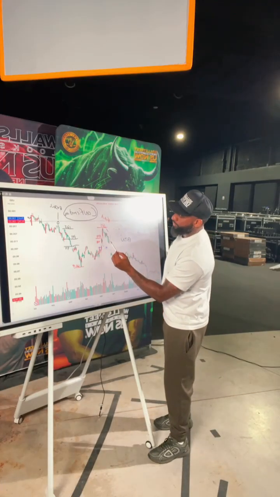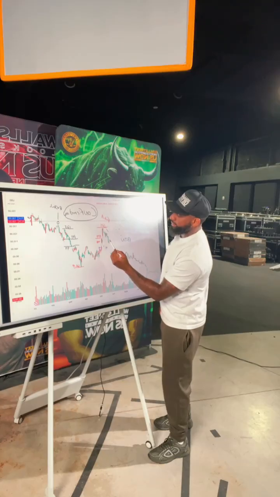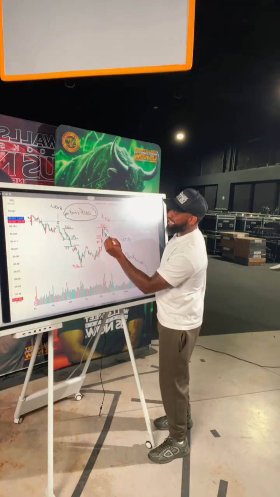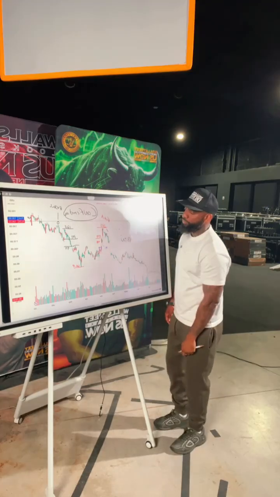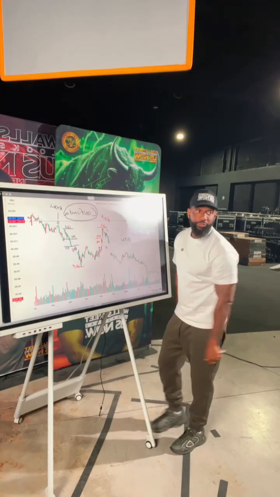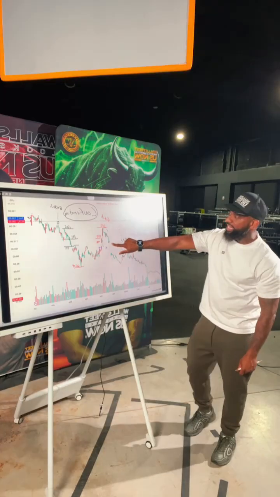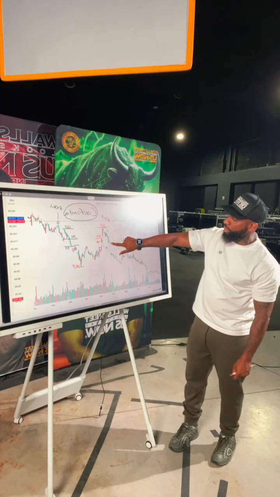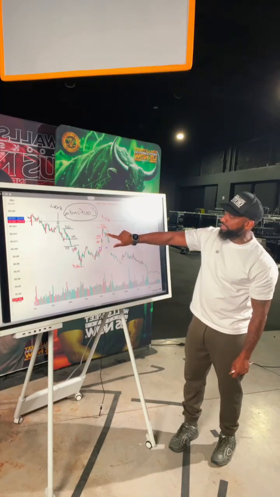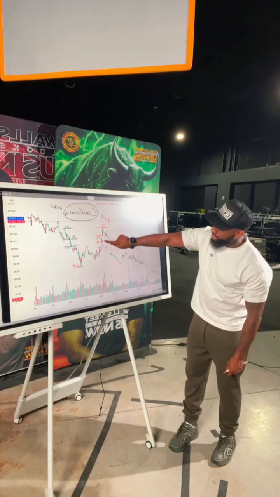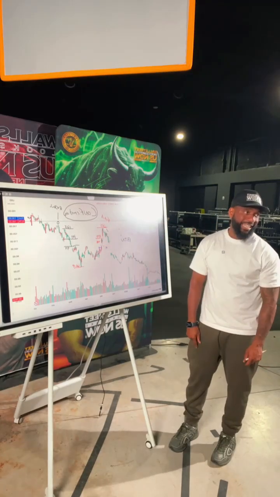It took, watch this, 1, 2, 3, 4, 5, 6, 7, 8, 9 candles for us to get up here. It took 3 candles for us to get back to where we was at. Think about it. It took 9 candles for us to get to the 125. It took 3 candles for us to get back to $98.